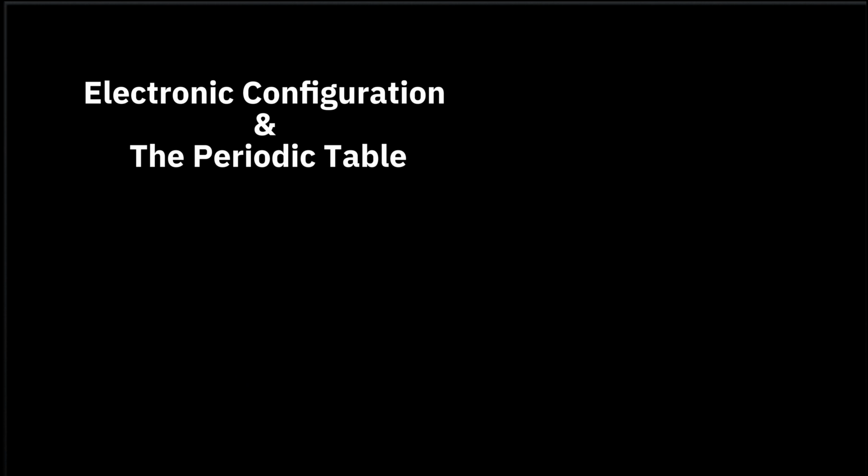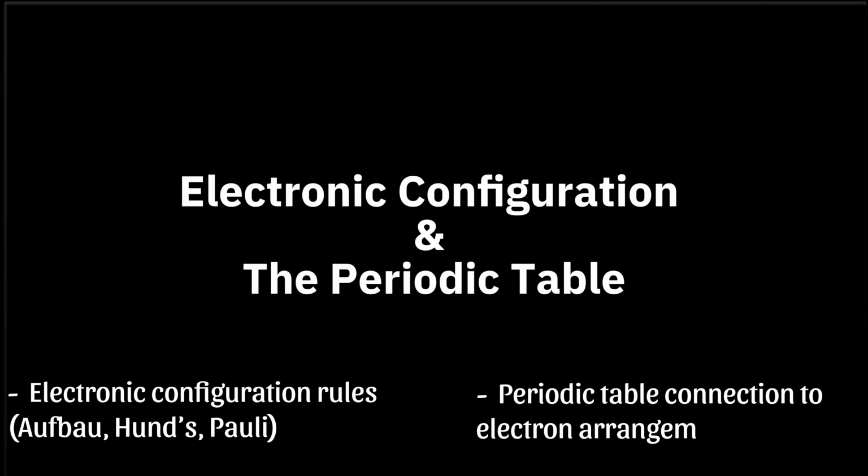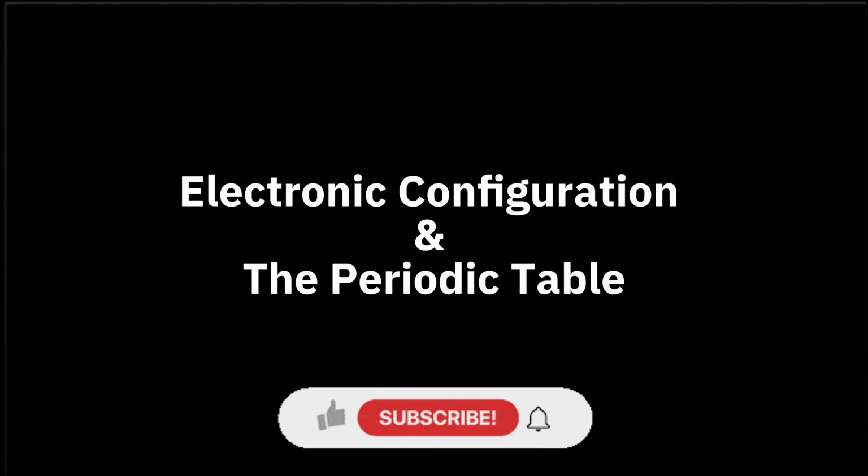Today we have learned about the electronic configuration and the periodic table. The electronic configuration rules that apply are the Aufbau principle, Hund's principle, and the Pauli principle. The periodic table has a direct connection to the electronic arrangements. Please practice writing electronic configurations for as many elements as possible.